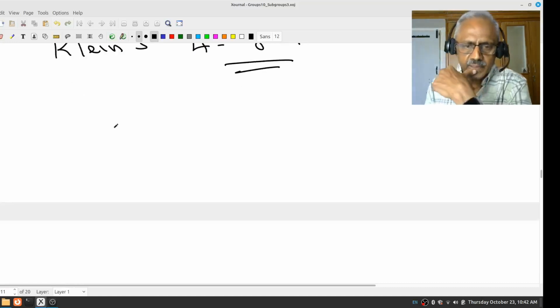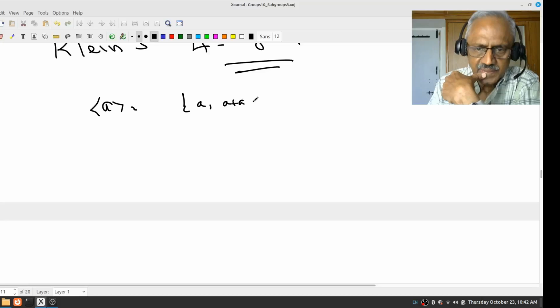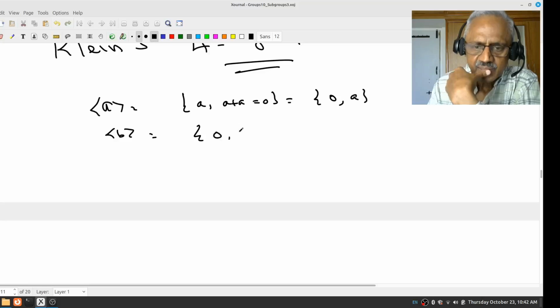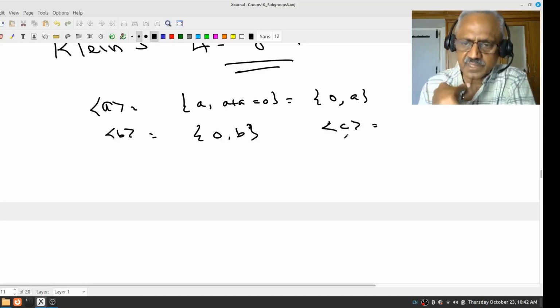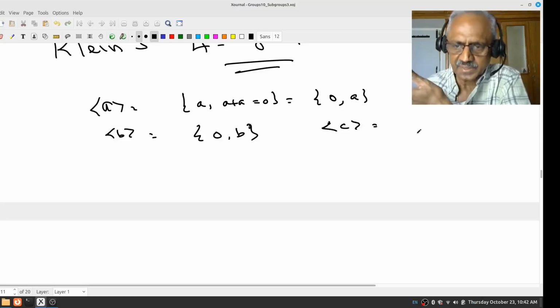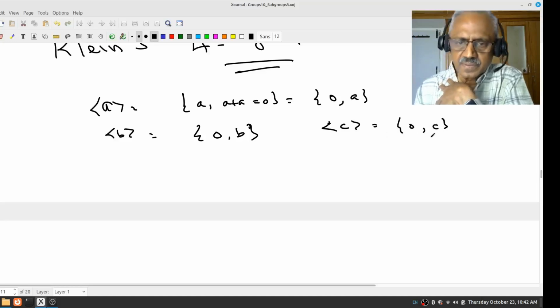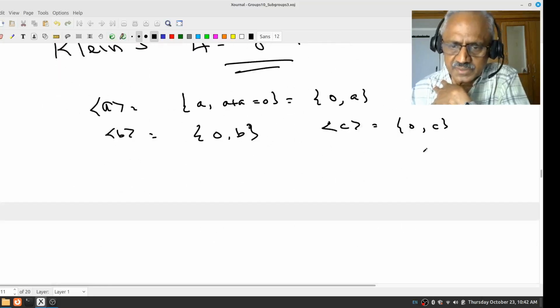Now let's look at A. What is the subgroup of A? That means A plus A, we already know is 0. Therefore, it consists of only 2 elements, 0 and A. Similarly, the subgroup of B is 0, B. And the cyclic subgroup generated by C is nothing other than 0 and C. You follow that?